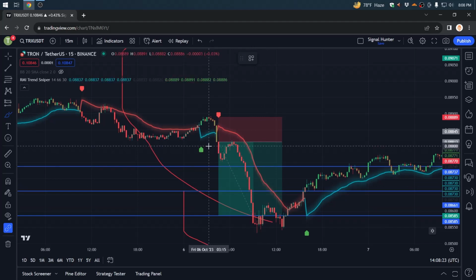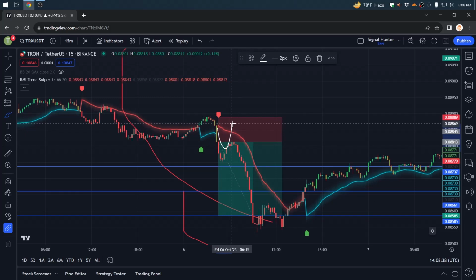And remember, it's not guaranteed that the price will hit profit target 1, profit target 2, and profit target 3 every time. Sometimes it hits 1, 2, even 3, and sometimes it hits the stop loss. But you have to remember the stop loss hit ratio is very low. So don't be afraid about that.